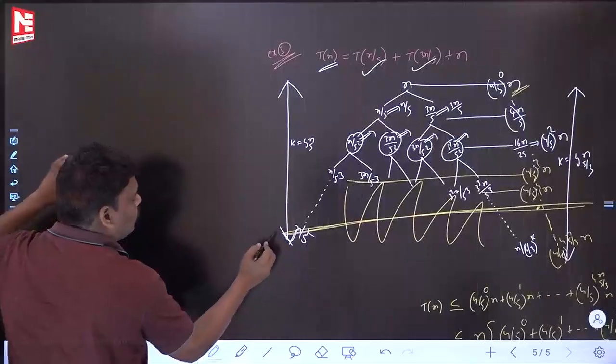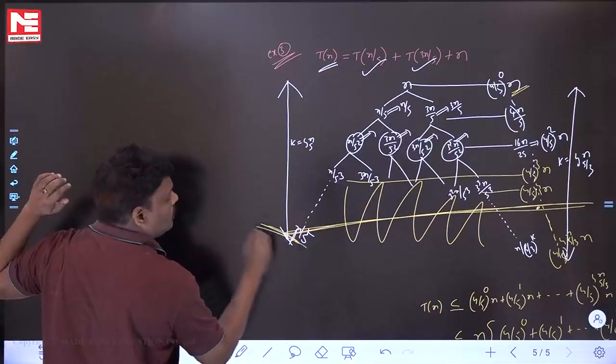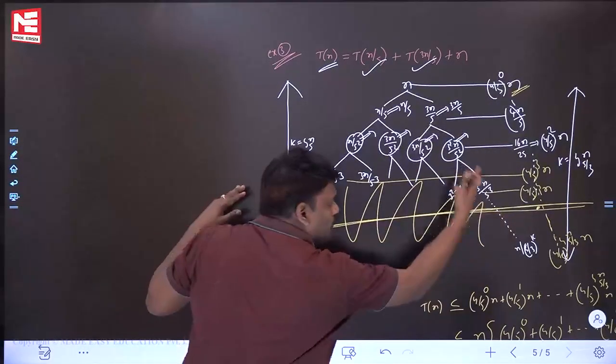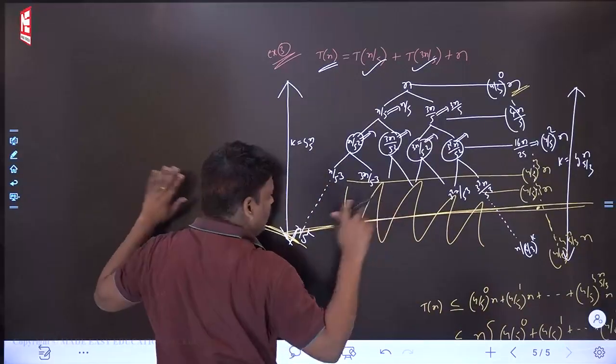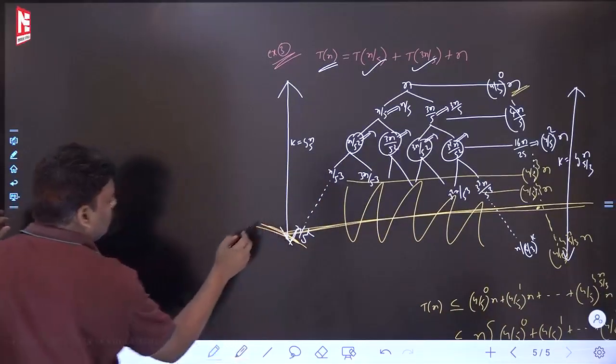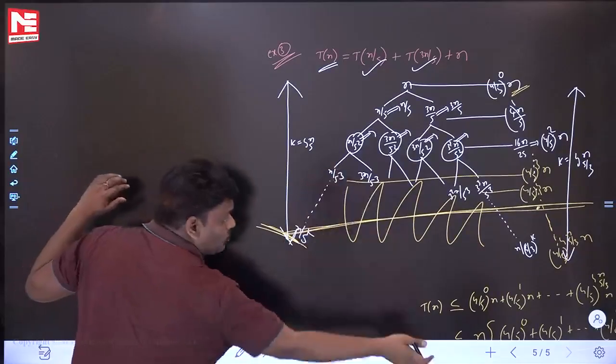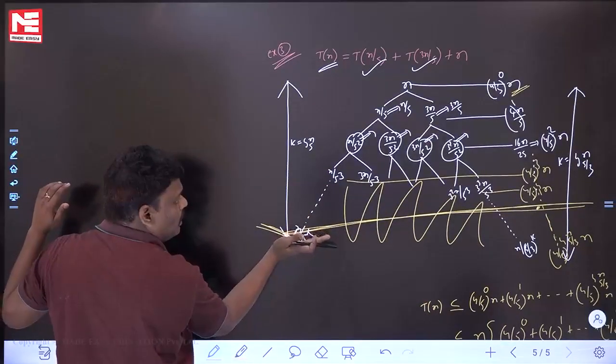Let me check here. Lower bound means what? Until here only concentrate. Even though some more people are coming down, don't bother them. Right? Until here only concentrate. Actually I have to consider afterwards also, but I will stop here. What is the meaning? Less I will get.